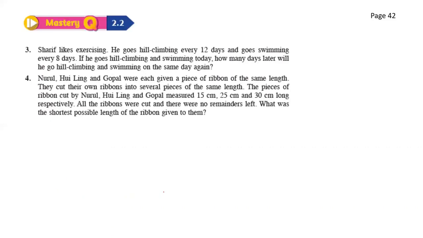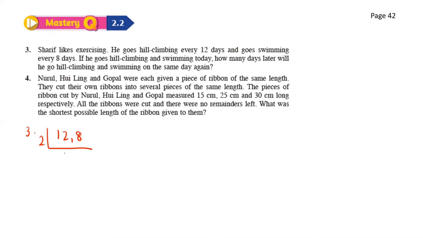And lastly, for Mastery Q 2.2, we'll skip to number 3 and 4. So for number 3, we have Sharif likes exercising. He goes hill climbing every 12 days and goes swimming every 8 days. If he goes hill climbing and swimming today, how many days later will he go hill climbing and swimming on the same day again? Okay, so here we have 12 days and 8 days.